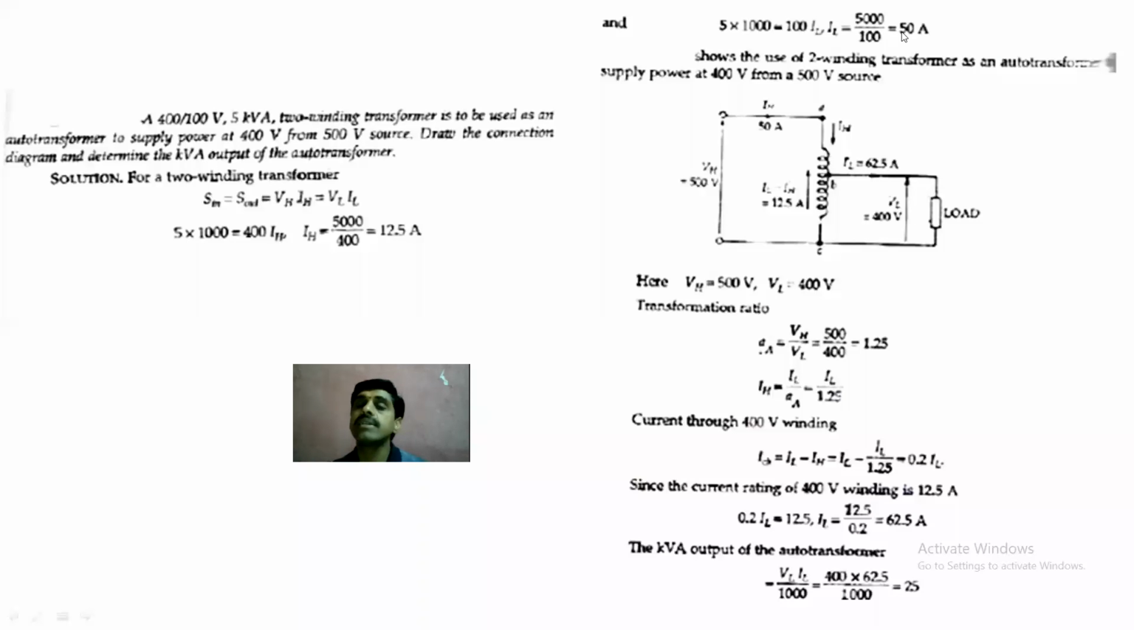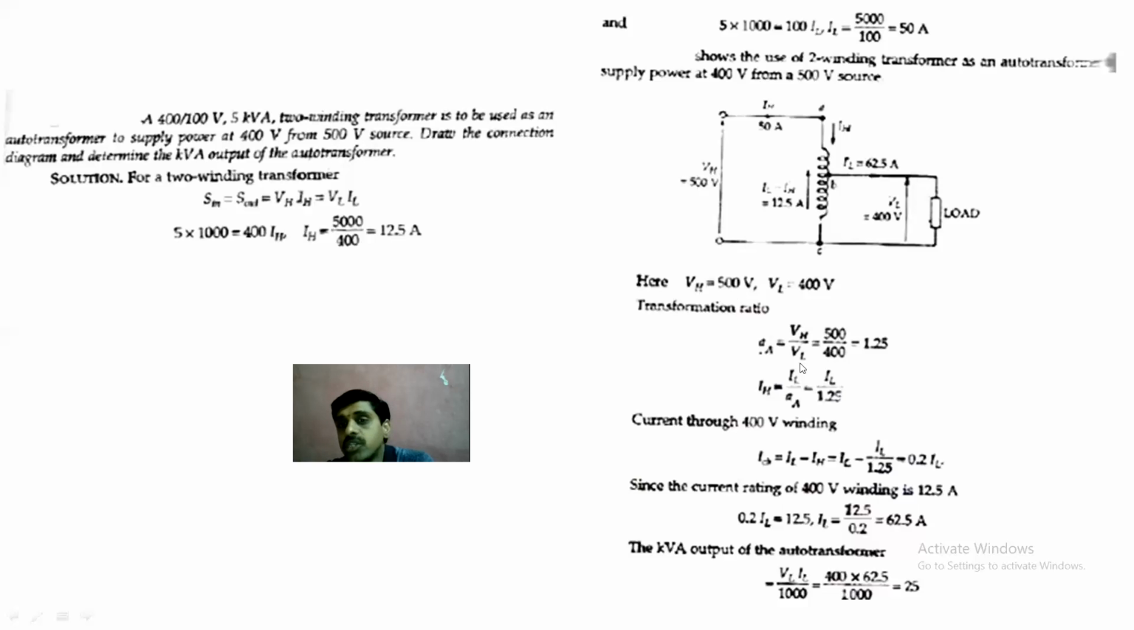After getting these currents on the low voltage side and high voltage side, you draw the auto transformer circuit. We have already discussed this auto transformer. The current in this is IH, the current in this is IL minus IH, in the opposite direction like this. On the high voltage side you are applying 500 volts, and the low voltage side is 400 volts. The current is 50 amperes here. So VH is equal to 500 volts, VL is equal to 400 volts.